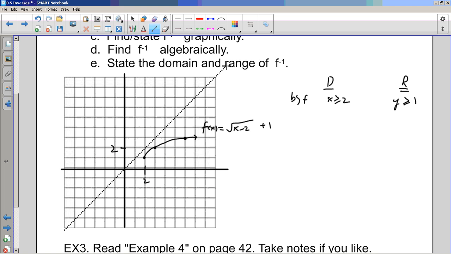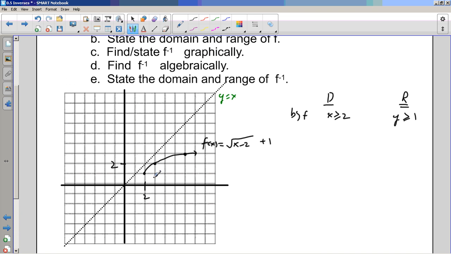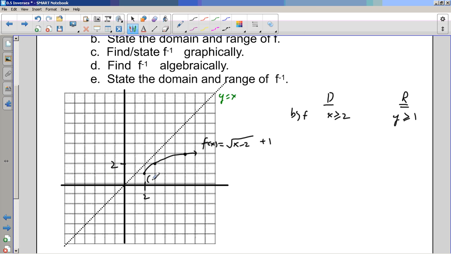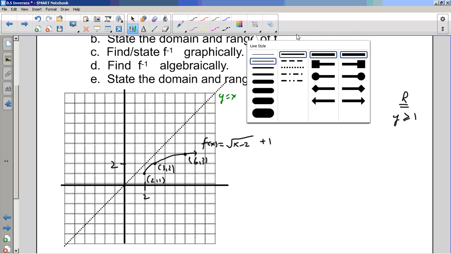It goes straight up. That's this line right here, y equals x. And then I'm just going to reflect this in this line, right? And in fact, one way to think of this is these points from the original graph, what's this? This is 2, 3, 4, 5, 6, 3. X and Y switch places is one way to think of it. So this point on the inverse graph is going to be 1, 2.